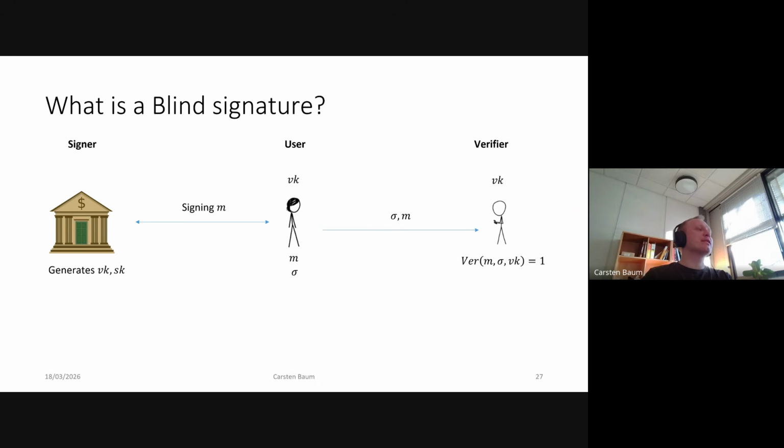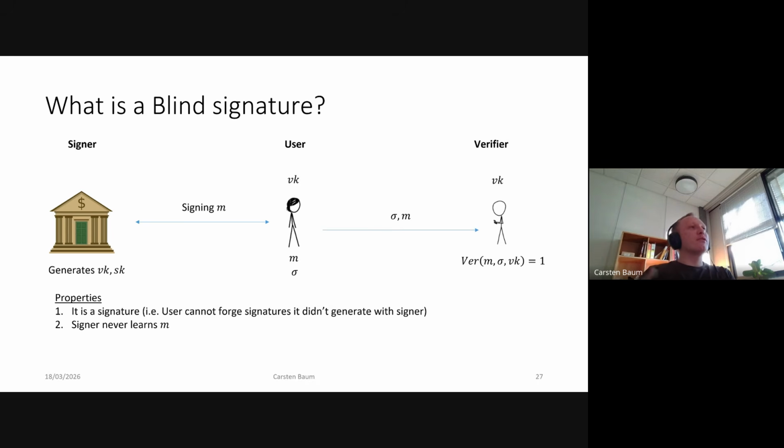Now, why is this an interesting cryptographic notion? Well, first of all, we want it to be a signature, so the user doesn't have the signing key, so the user without interaction with the signer can't sign messages. But more importantly, the signer also never learns the message. So the signer really signs a bit string without having any clue what he's signing there. This has numerous applications in digital cash, but also in rate limiting and other applications.